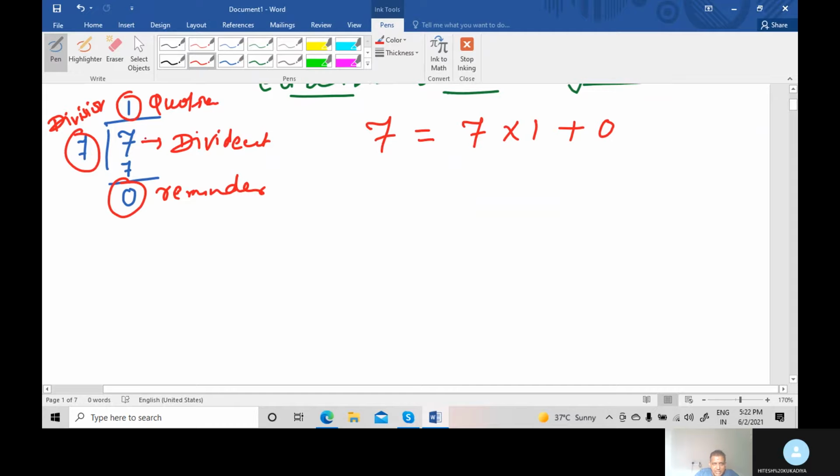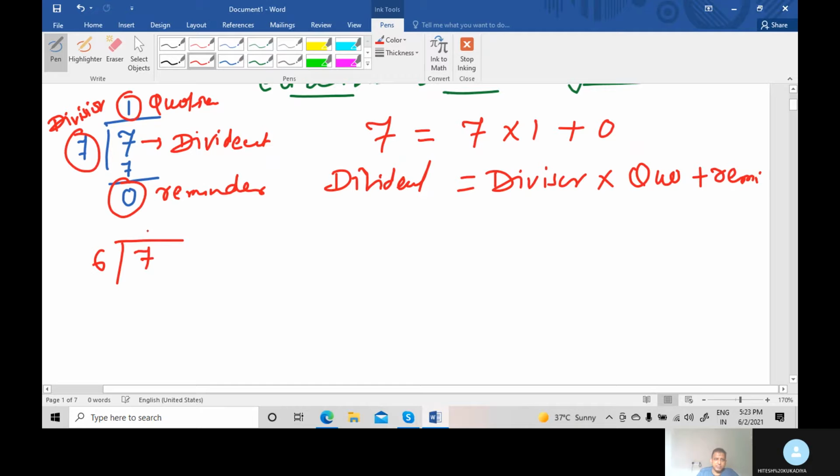So our concept is 7 equal to 7 into 1 plus 0. Here 7 is the dividend, and 7 is called the divisor, into quotient plus remainder. Is that clear? So you can also write 7 into 1 plus 0. Okay, done. Now again continue. 7 divided by 6. 6 ones are 6, remainder 1. Now you can write again 7 equal to 6 into 1 plus 1.